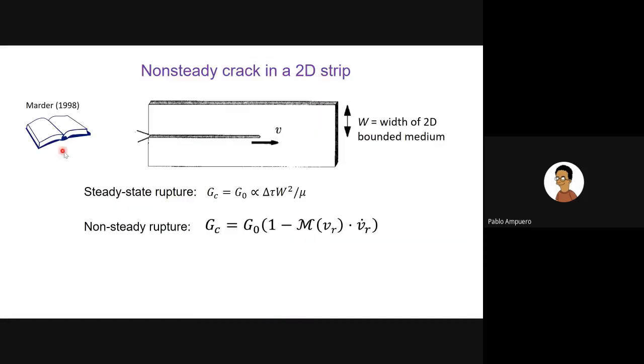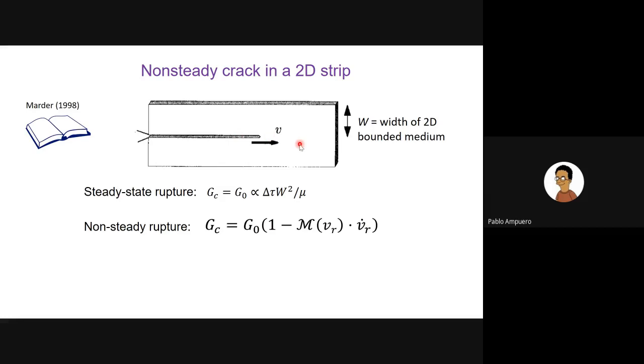So inspiration came from an old paper by Marder. He's not a seismologist, so this is a paper in fracture mechanics. He was looking at the problem of how a crack propagates in a strip, an elastic strip. That's a medium that has a finite width. So think of it as having a boundary condition here at the top and bottom that is a prescribed displacement. And this crack is opening and propagating to the right.